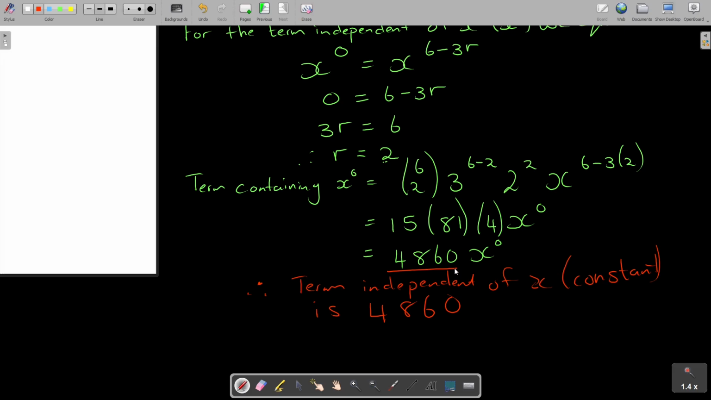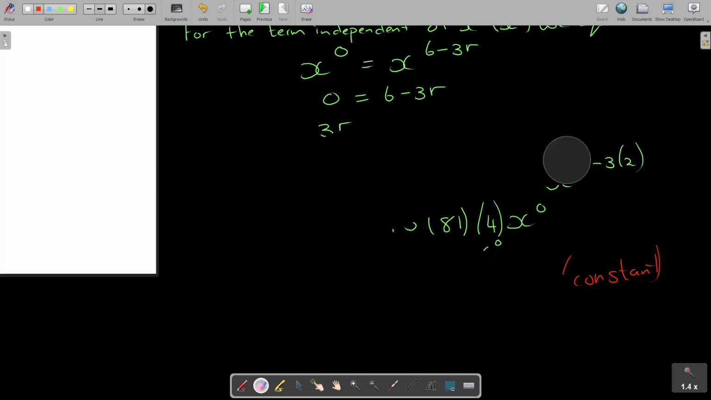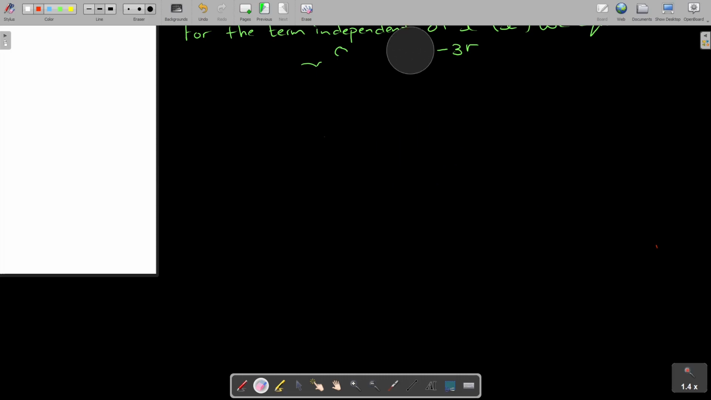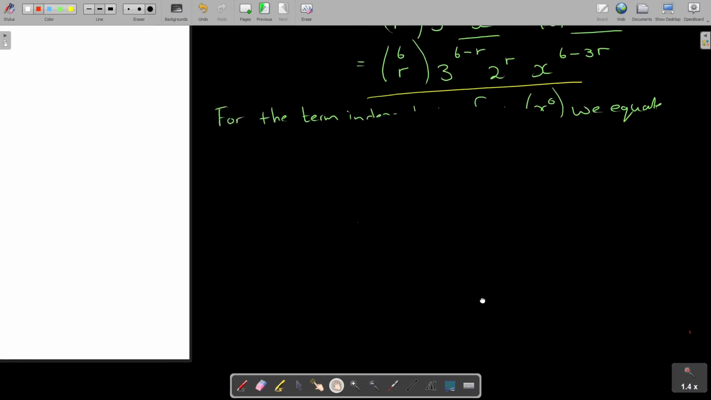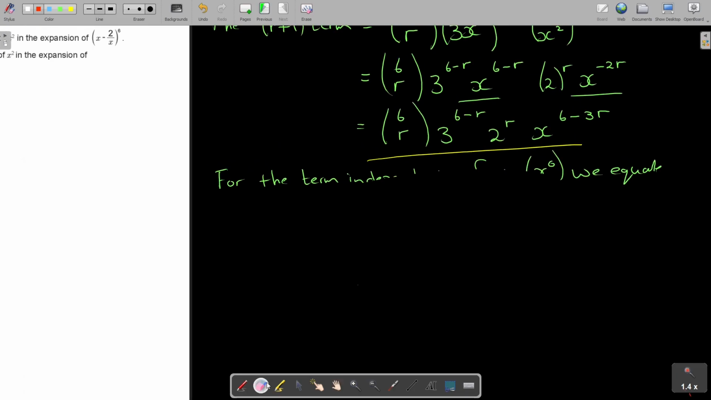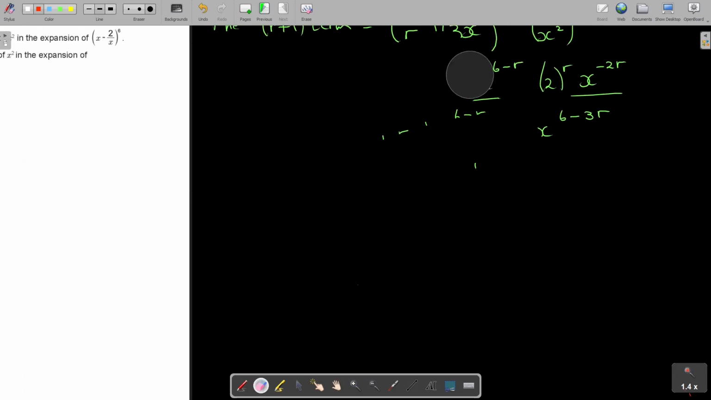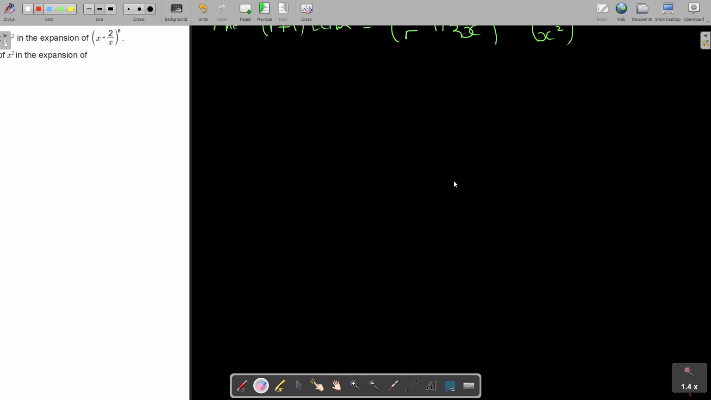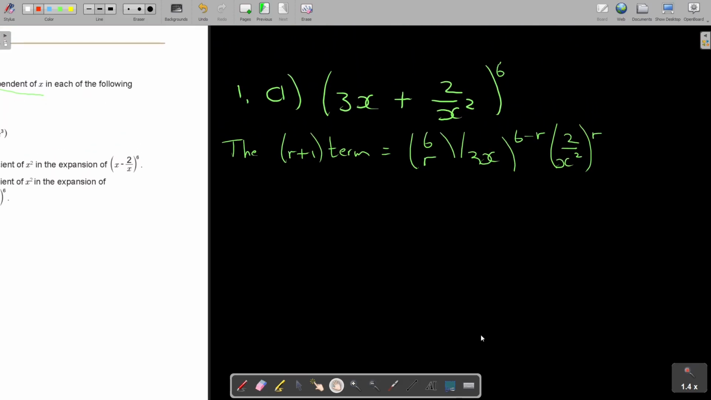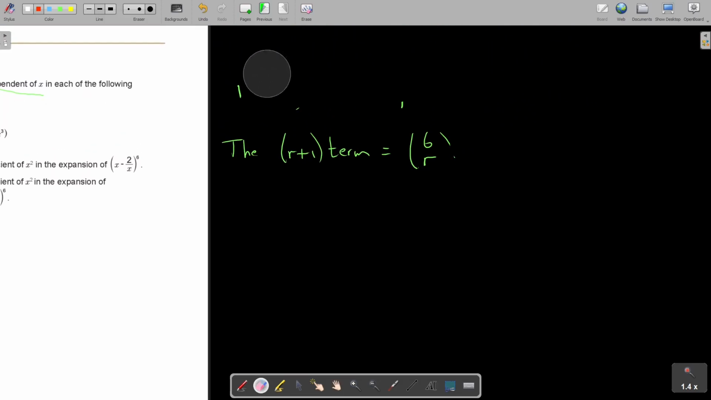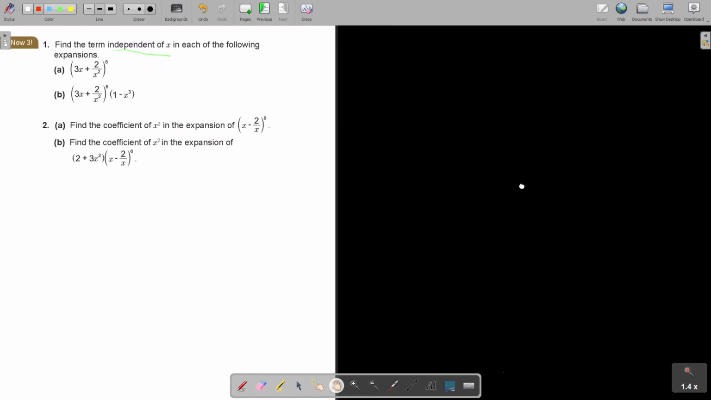That's number A. Let's do number B. Just want to make space. So actually these sums are over and over the same thing, so don't be afraid of the binomial theorem. It's really not that difficult. It's score marks actually. So let's just look at number 1b.